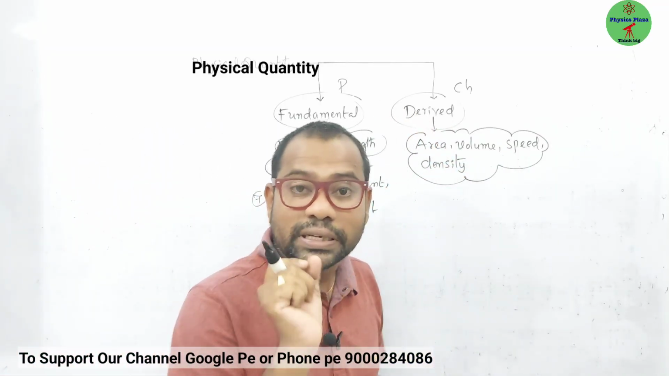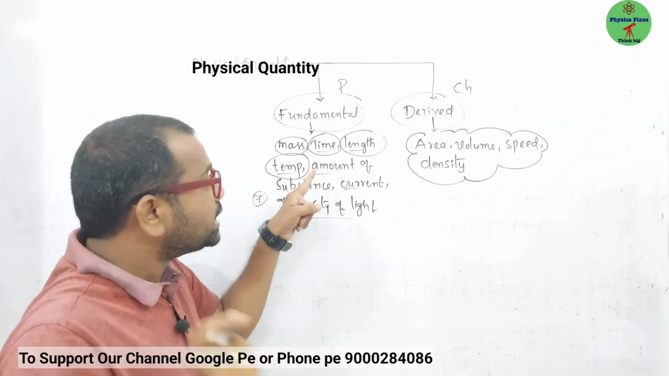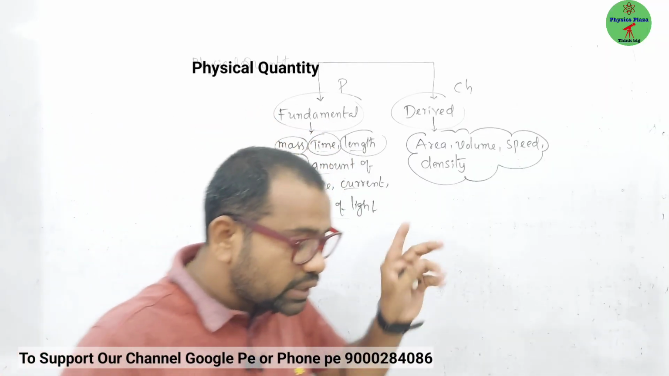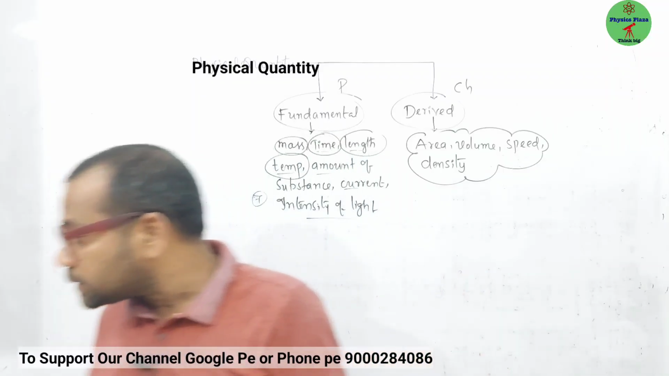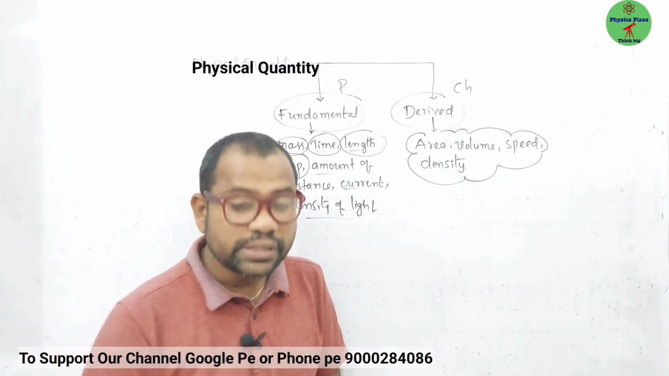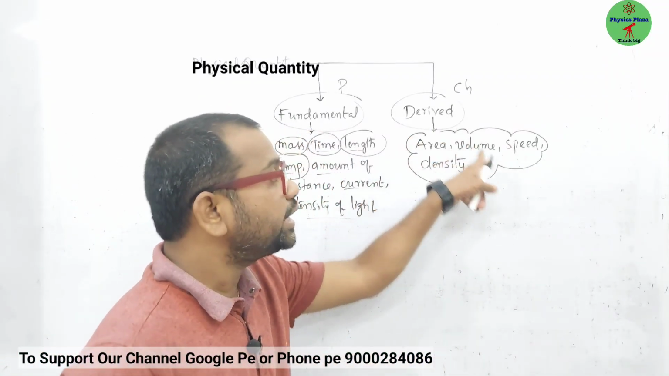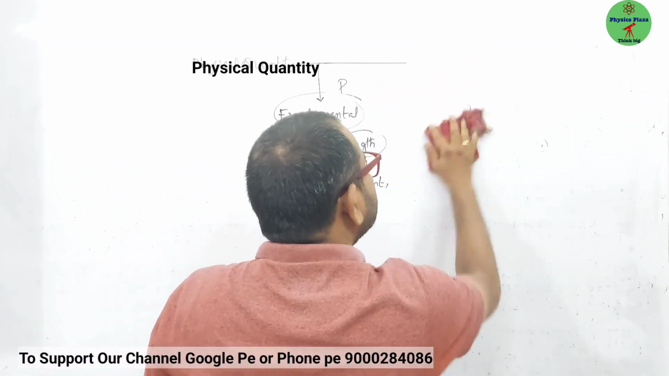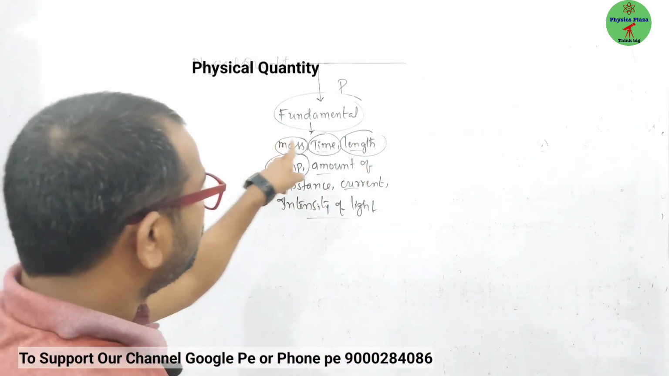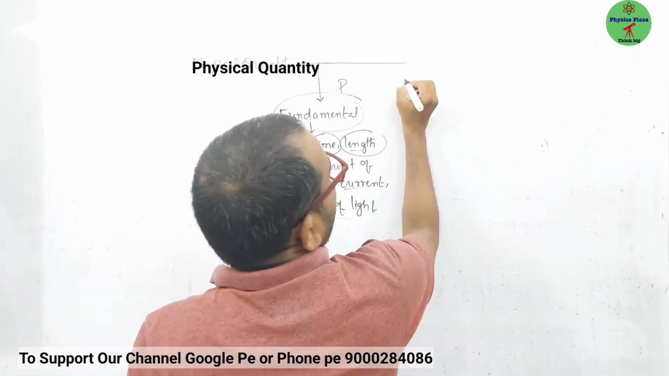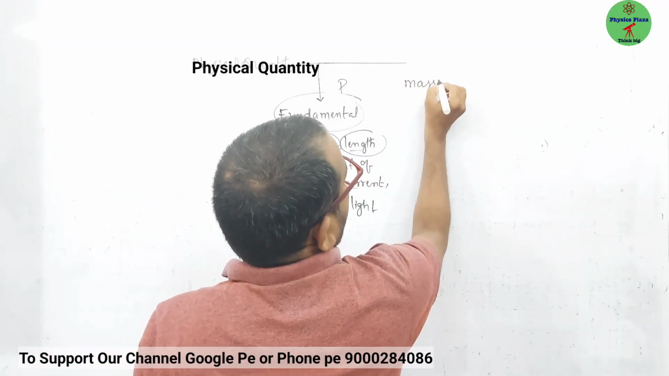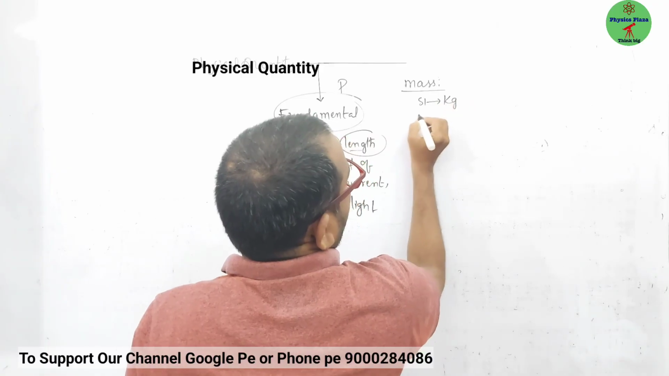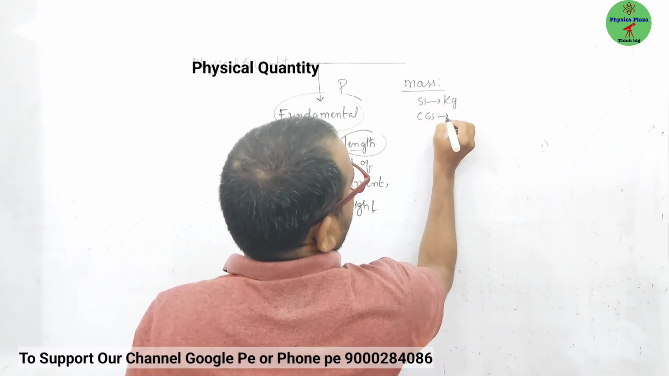Once again I repeat, in class 6 you learnt about mass, time, length, temperature. These are the fundamental quantities. In class 7, in today's class, we will be talking about the derived quantities. Before discussing these, let us recall the units of the fundamental quantities. For mass, the SI unit is kg, whereas the CGS unit is grams.